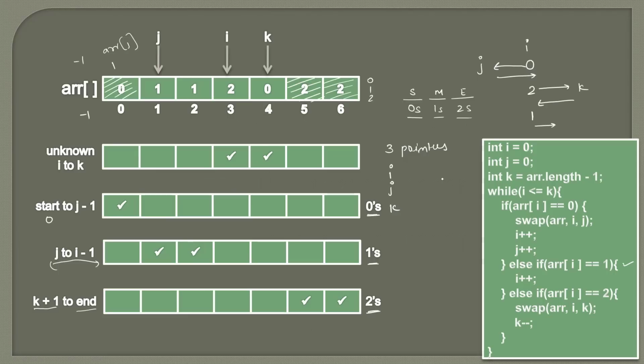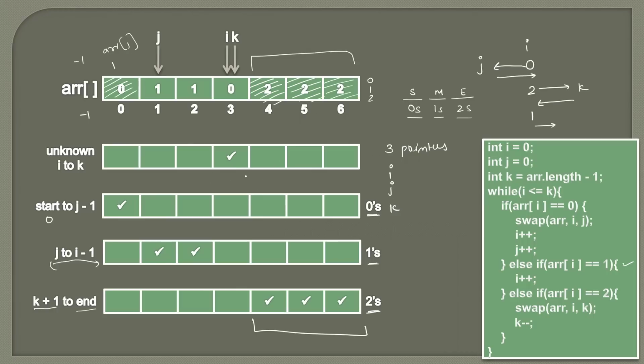Now in the next iteration, array of I is 2. So what we do is we simply swap and move k in this direction. So we are simply swapping 0 and 2. So 0 comes here and 2 comes here. And then we are decrementing k, because we have filled 2 at its proper position. So we are moving k here. So k comes here. This element is known. It will go away. And it will come here. Because from k plus 1 to end, we have to provide 2. So these are 2's. K plus 1 to end.